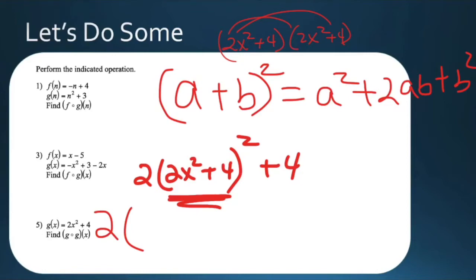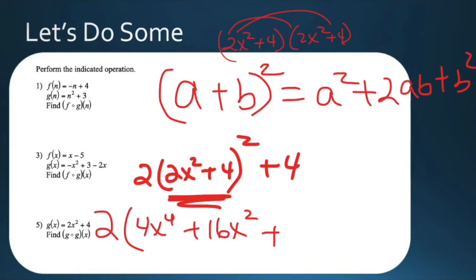So I take the first one and square it. That's going to be 4x to the 4th. Then I take 2 times ab. So ab, that's a and b, and I double it. So 2x squared times 4 is 8x squared. And then I double that, so that'll be 16x squared. Yes.